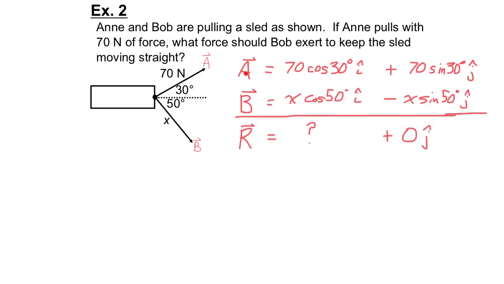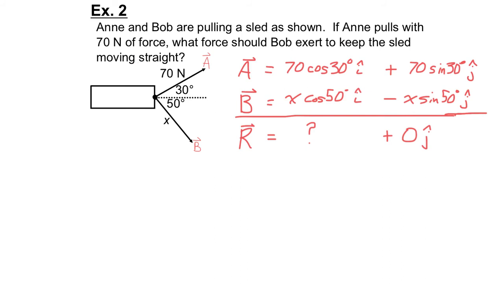Vector A, the x component is 70 cos 30 degrees i hat, and the y component is 70 sin 30 j hat. So I've got x and y, right and up, and then for Bob, he's going right and down. So the x component is x cos 50 i hat, and y is down, so it's minus x sin 50 j hat.